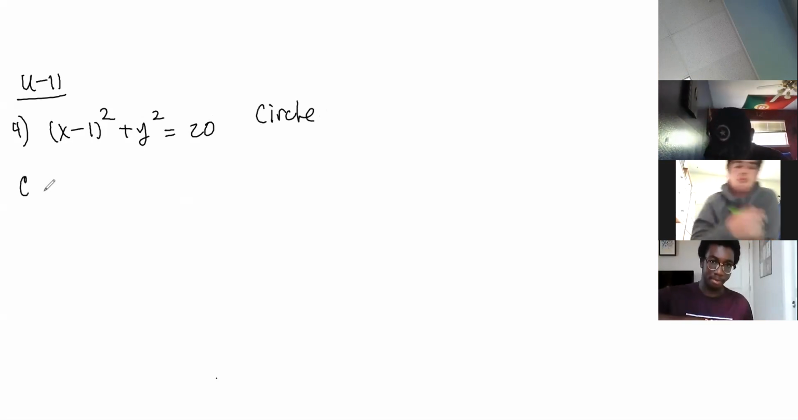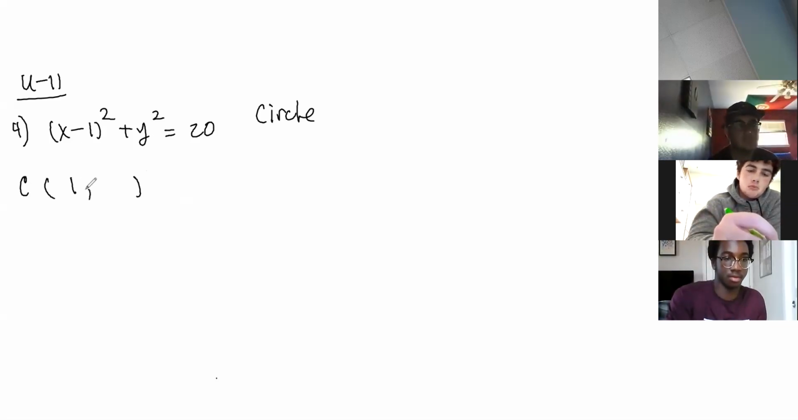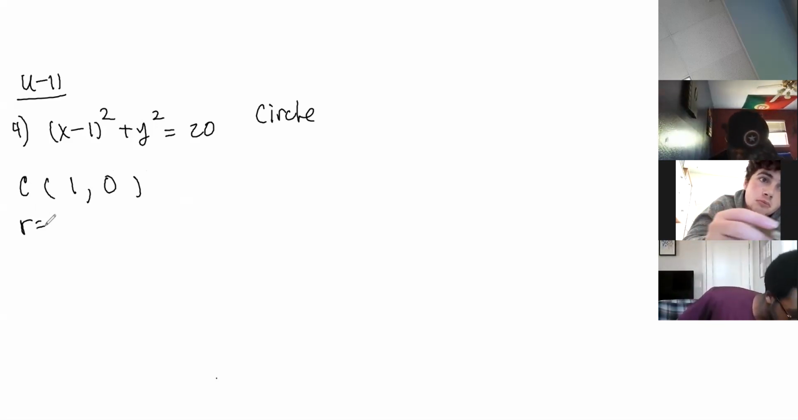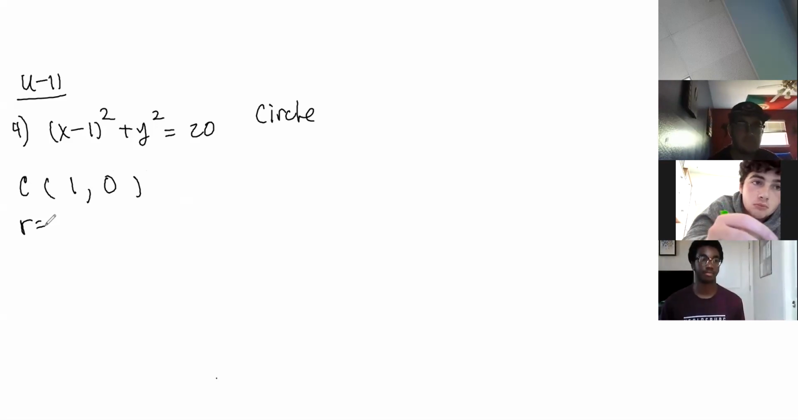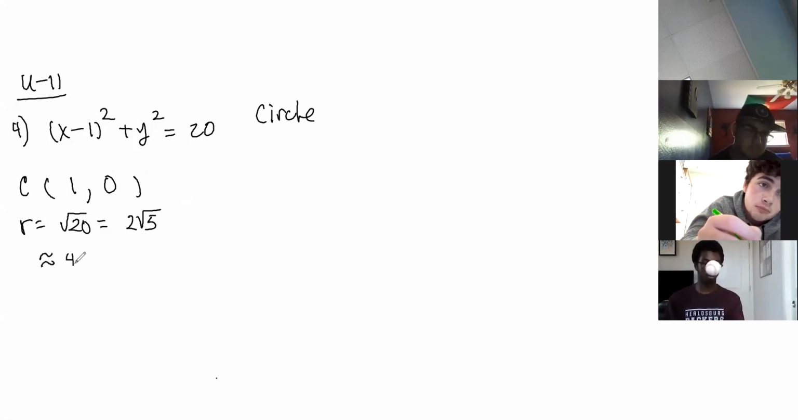All right, circle, what's the center? Opposite of both of them. So 1 comma, and since there's nothing with the y, what would it be? 1 comma what? 0. And the only other thing we find with the circle is the radius. And the radius is the square root of 20, which is what, 2 root 5? Yeah. Okay. And the square root of 20, just for graphing purposes, is approximately 4.5. Okay, so we go to graph.